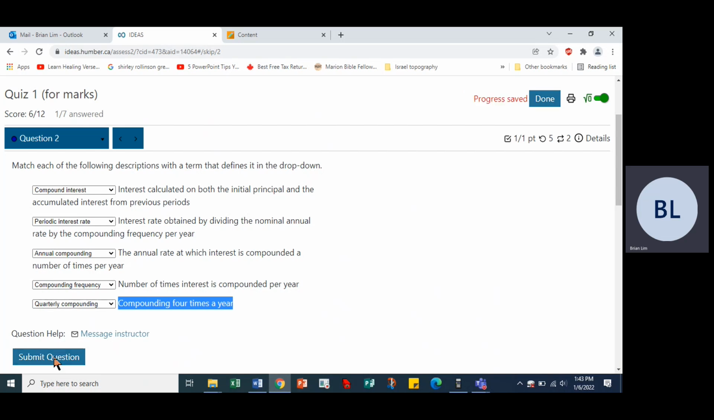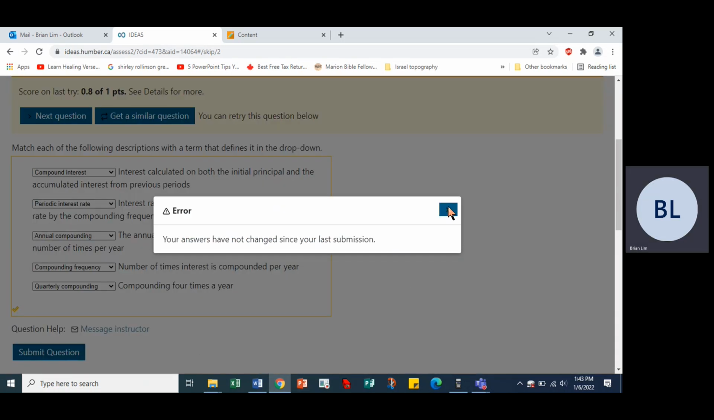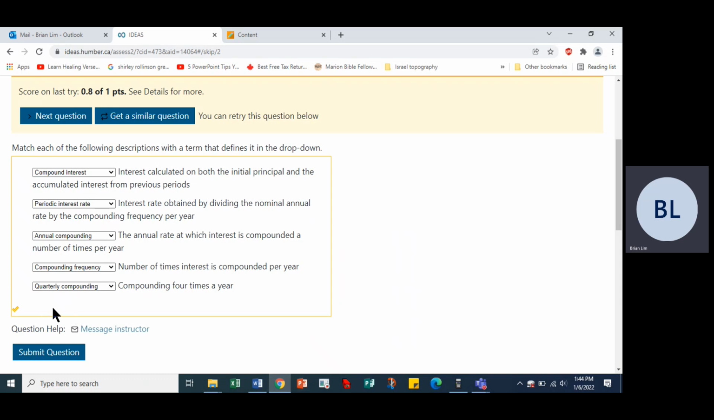Okay, let's submit the question. And we notice, okay, let's get rid of that error there. You notice this is in yellow. It does have a check mark. But if we look up here, you see, I only got 0.8 of 1. So it means one of them is wrong because we had 1, 2, 3, 4, 5 of them. So each is worth 0.2.